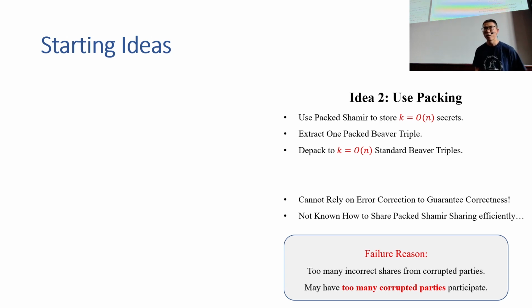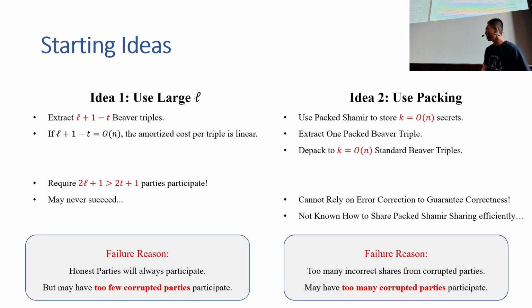Now, I believe you have already observed that these two failure reasons are somehow contradictory, right? For the first process, we want many corrupted parties to participate so that you can have many Beaver triples. And for the second process, we want not many corrupted parties to participate so that we can use error correction.